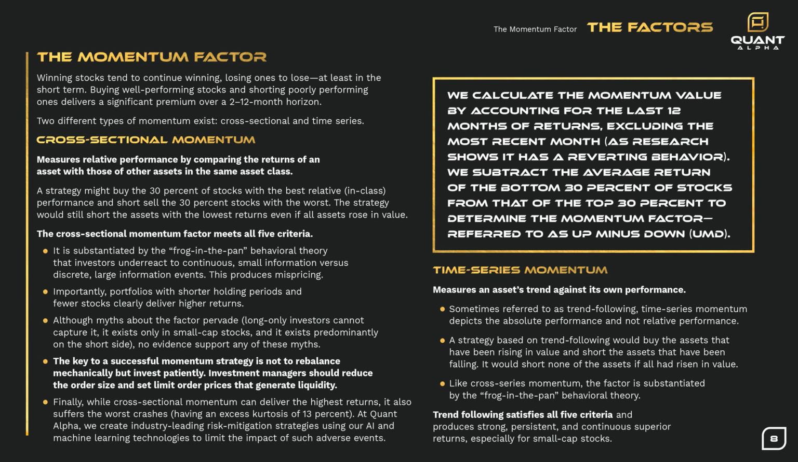The key to a successful momentum strategy is not to rebalance mechanically, but invest patiently. Investment managers should reduce the order size and set limit order prices that generate liquidity. Finally, while cross-sectional momentum can deliver the highest returns, it also suffers the worst crashes, having an excess kurtosis of 13%. At Quant Alpha, we create industry-leading risk mitigation strategies using our AI and machine learning technologies to limit the impact of such adverse events.